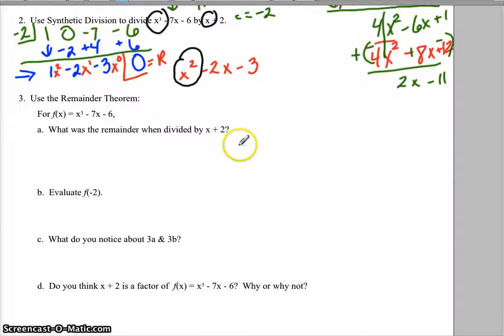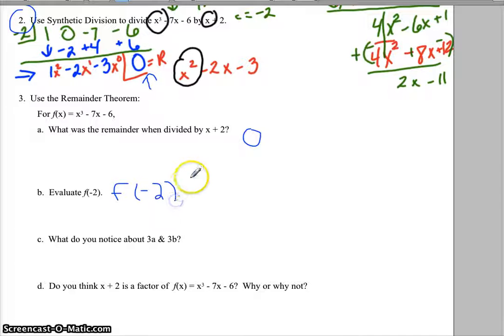Okay, so what was the remainder for x cubed minus 7x minus 6 when we divided by x plus 2? So if we look back up at number 2, we see that the remainder was 0. And if you said 0, you would be correct. Then I ask you to evaluate f of negative 2, that is.